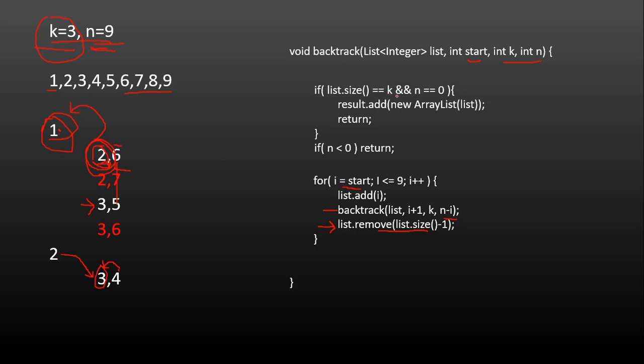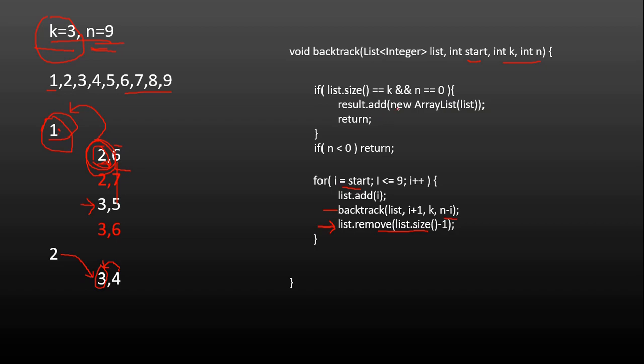If the list size is k and n is 0, at that time I have to return, or if n is less than 0, that time I have to return. Now in the former case where list.size equals k and n equals 0, that's a valid combination. So in that case we have to add that combination to our result list, right?